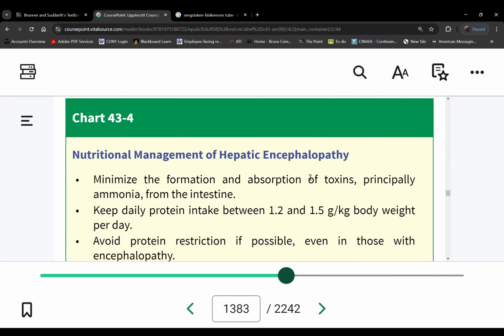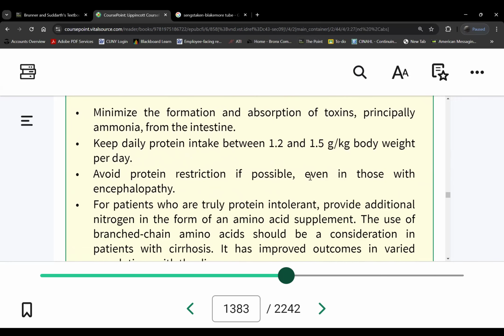So for nutrition, chart 43-4. Now, don't misinterpret this. The patient needs protein, yeah? The liver is diseased. They need protein. The liver is not making or synthesizing protein normally. So they need protein for tissue repair, healing, right? And then, of course, the rest of the body needs protein too.